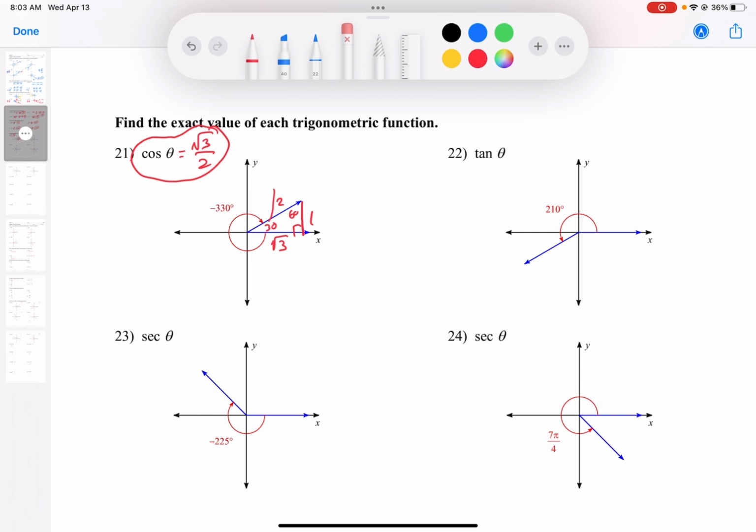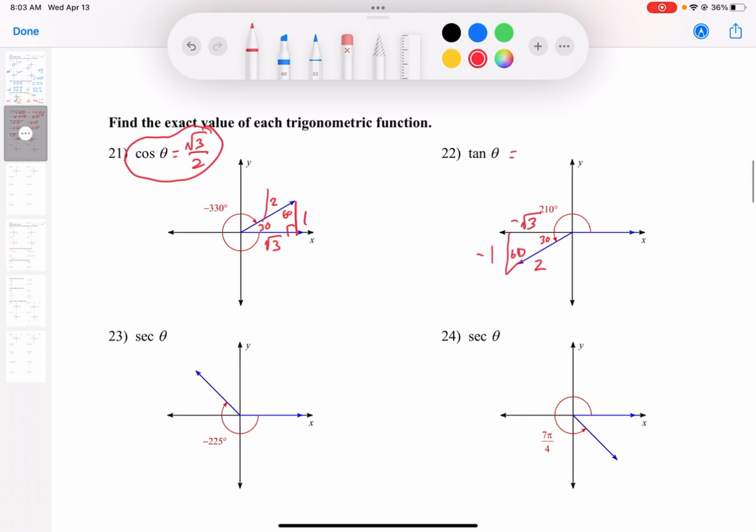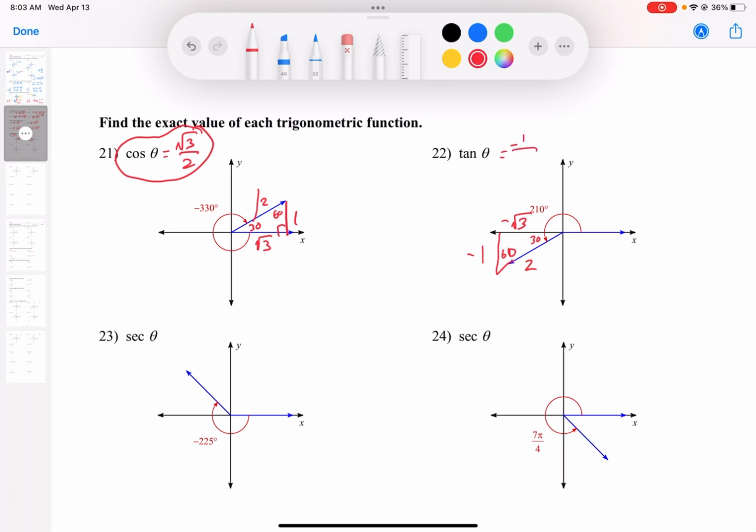Tangent for 210. Okay, so we've got our 210. I'm going to draw my vertical line. Again, we've got a 30 degree angle. This is going down now, so it's going to be negative 1. Hypotenuse is going to be 2. It's going to be the square root of 3, but it's going to be negative because we're going to the left. Tangent is opposite over adjacent. So negative 1 over negative square root of 3. Got to multiply by the square root of 3 over the square root of 3. So that gives us, a negative and negative is going to give us positive, the square root of 3 over the square root of 9, which is just 3. There it is.